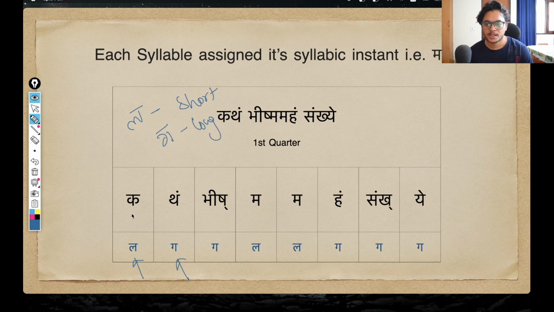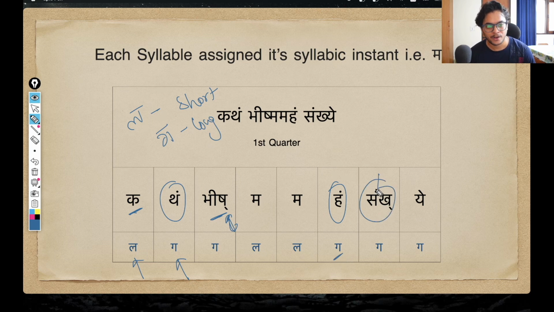See, ka, since it is ending with a hrasva a, is obviously a laghu. Then tham, since it is ending with the anuswara, is guru. Bhish, since it is ending with a conjunct consonant, is also guru. Then you have ma, it is laghu. Then you have another ma, it is laghu. Then you have ham, with the anuswara it is guru. Then you have samkha.